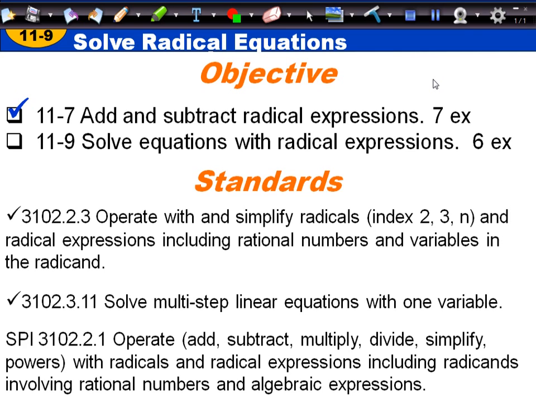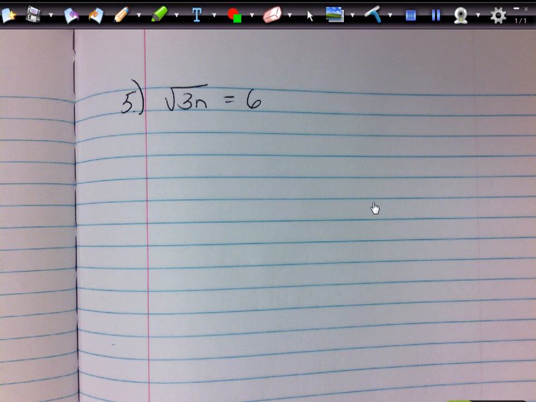Alright, so there's my first objective. We should now be able to add or subtract radical expressions. Now we're going to solve equations with radical expressions. Alright, so go ahead and write down number 5. We have the square root of 3n equals 6.